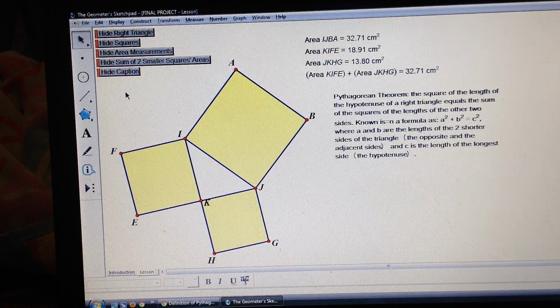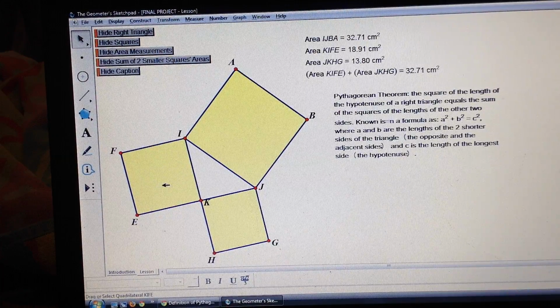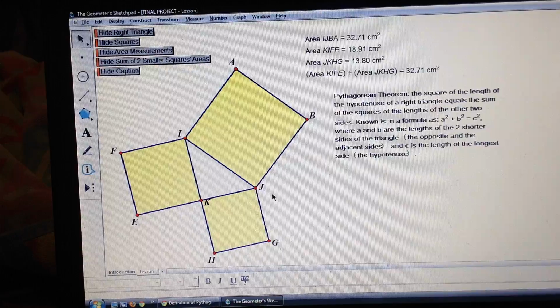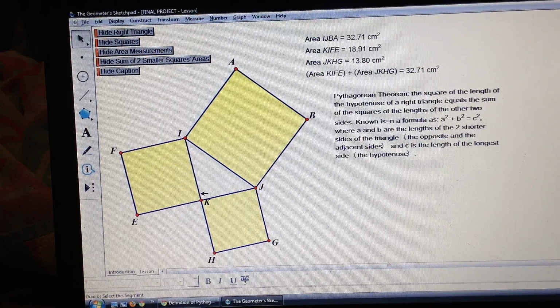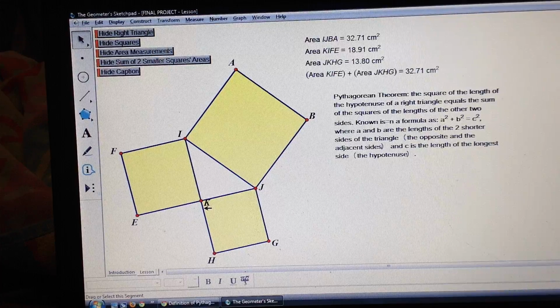So earlier in this lesson, I was talking about why squares are important when understanding the Pythagorean theorem. It's because in the formula, we see that it's a squared plus b squared is c squared, where a squared is the area of either one of these squares, whichever one you want to call a and whichever one you want to call b. So we're looking at the areas of the squares in relation to the sides of the triangle. So that's why squares are important when we're dealing with the Pythagorean theorem.